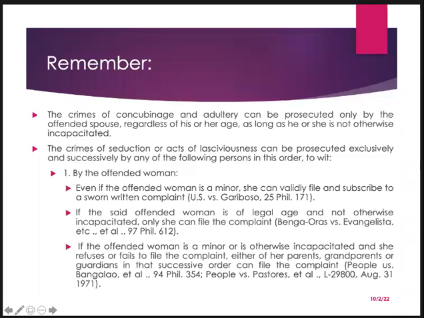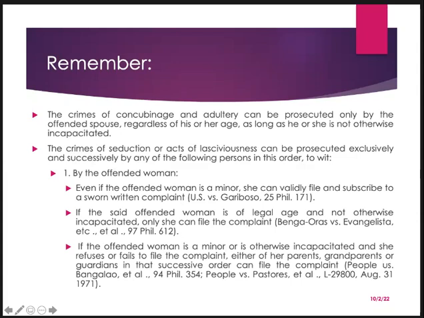So the rule is clear. The prosecutor cannot prosecute the case where no complaint is filed by the offended party, okay? It should be the offended spouse who should file the complaint. So if Juana, the wife, would commit adultery with a married man named Pedro, the wife of Pedro cannot prosecute Juana for adultery because she is not the offended party. So the one who should actually file the complaint for adultery should be Juan, the husband of Juana.